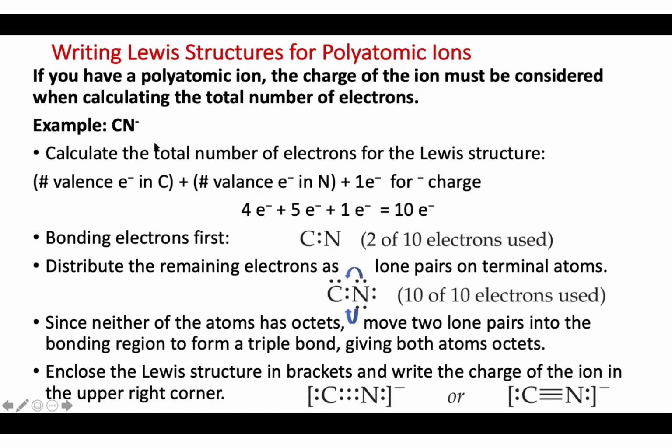Always, whenever you have a polyatomic ion and you have a charge, you should show it, because you should say where this extra electron came from. So that's from the negative charge that was on top of this polyatomic ion.